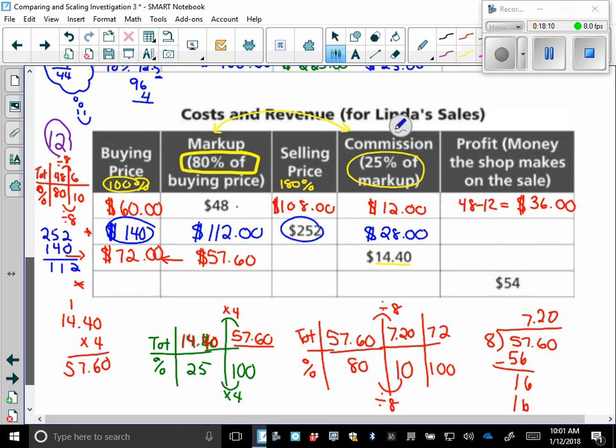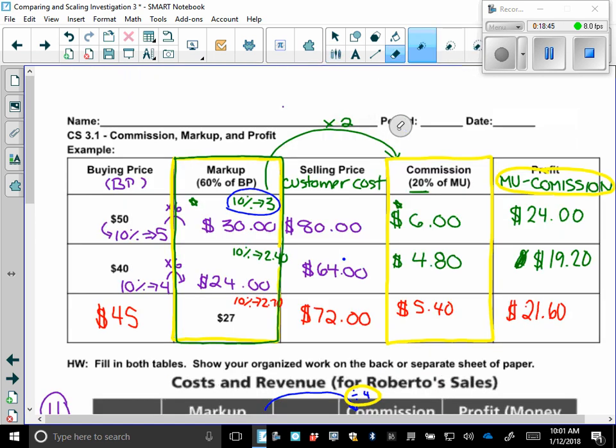And then remember profit, we just look at markup minus commission. Okay, so 112 minus 28. So $82. Did I do that right? Oh, it's 112. Thank you. $84. Let me clean that up a little bit.